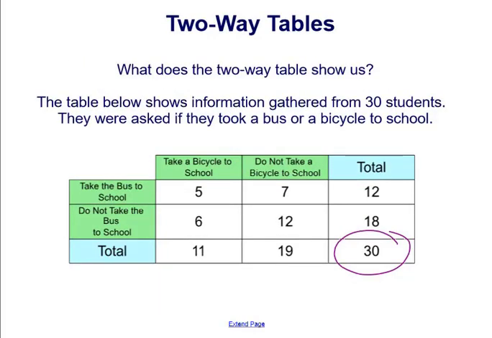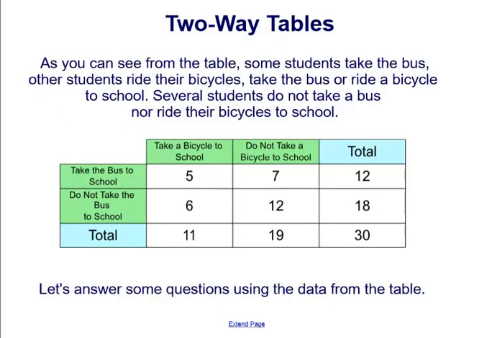Well, first, the table below shows information gathered from 30 students. They were asked if they took a bus or a bicycle to school. So as you can see from the table, some students take the bus, while other students ride their bicycles, while some take the bus or ride a bicycle to school. And we also have several students who do not take a bus nor ride their bicycles to school.